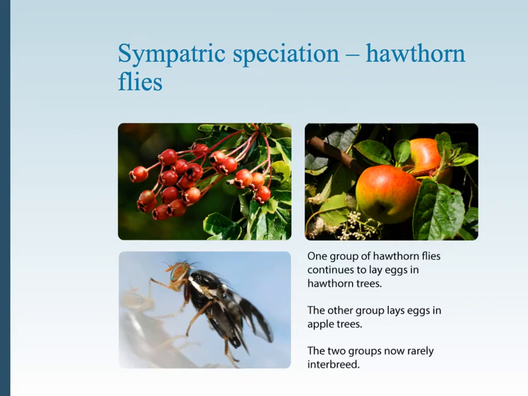The trick was the apples fruited earlier on in the season than did the hawthorn trees. And so the flies that laid their eggs here in the apples had to develop more quickly so that they were ready to lay their eggs when the apples were available to them. And so now what we have are two groups. We have the one group that uses the hawthorn berries, and we have one group that uses the apples, and these two groups, because their timing of reproduction is so different, now very rarely interbreed. This is speciation. Because now we're looking at a temporal isolation that became a result of different resource exploitation.